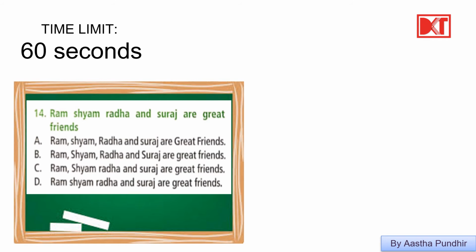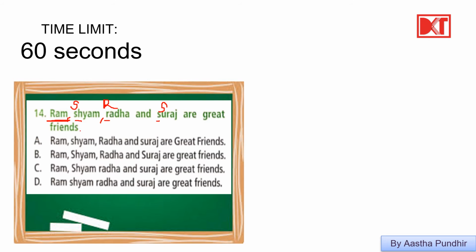Okay, so here Ram, Sham, Radha and Suraj are great friends. The first one is already given to us as capital. When we're talking about a few people, you need to separate all of them, separate these clauses. So Ram, comma, Sham, comma, Radha and Suraj are great friends. In the end we'll have a full stop. And Sham, Radha and Suraj, all of their first letters will be capital.